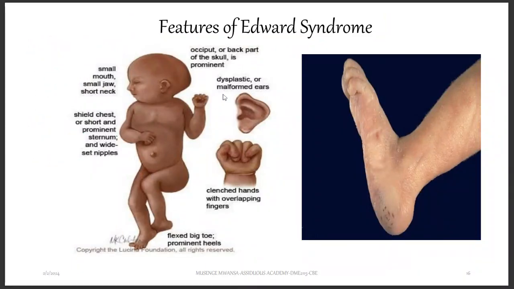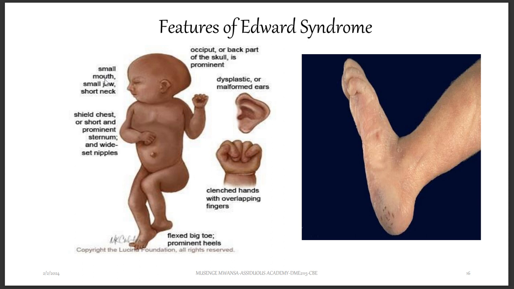Features of Edward syndrome. You are going to see the back part of the skull is prominent. This one, there is a prominent back part of the skull. Also dysplastic or malformed ears, clenched hands with overlapping fingers. You can see the hands like that.